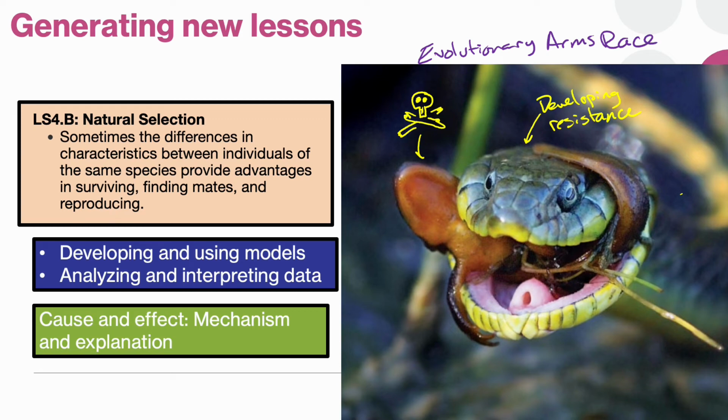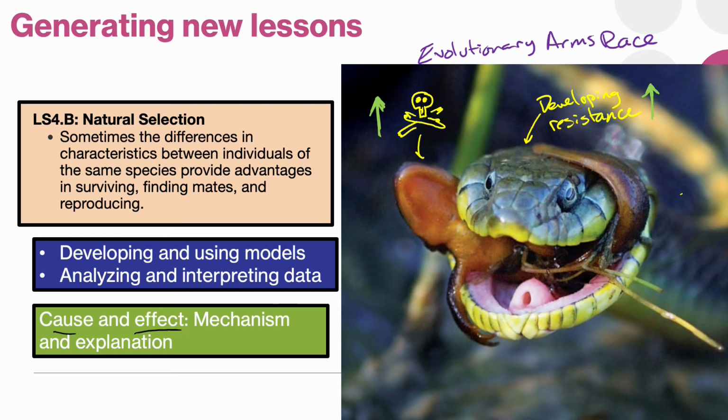Because as time goes on, the newts that are the most nasty in terms of their poison increase in the population. And if you're a snake that eats these rough-skinned newts and it's a big part of your diet, the only ones that are left after a while are the snakes that have the greatest resistance to this toxin. And so over time, the newts become more toxic and the snakes become more resistant to that toxin. And that's a way that we can drive home this cause and effect cross-cutting concept with a real world example. So that's an example of generating a new lesson that uses this.